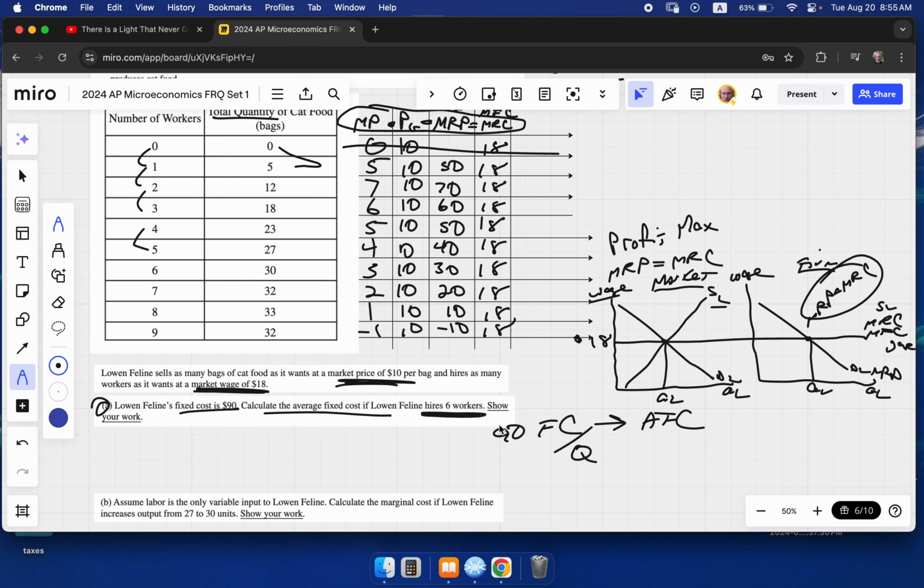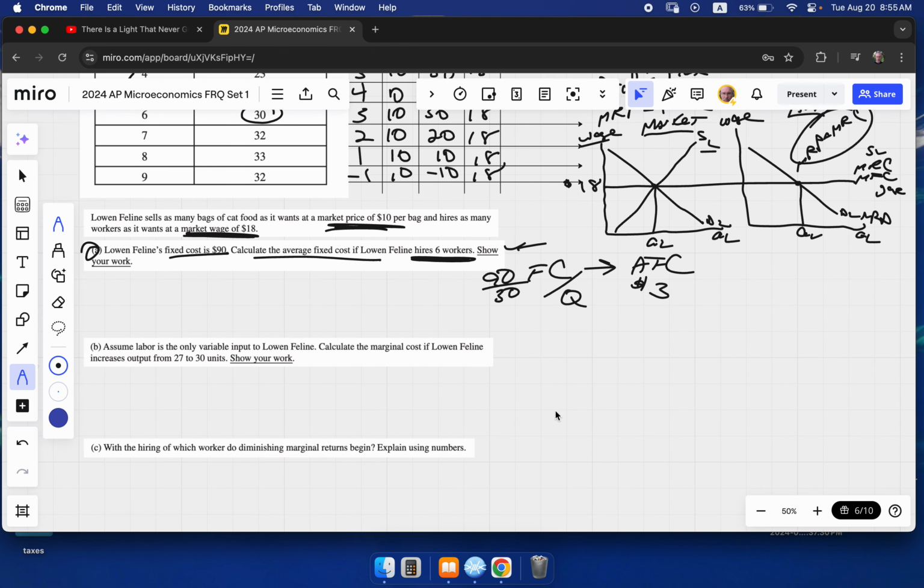Calculate the average fixed cost. At 6 workers, quantity would be 30. So 90 over 30, easy enough. Our average fixed cost is $3. They do want us to show our work, so make sure you plug all that stuff in.